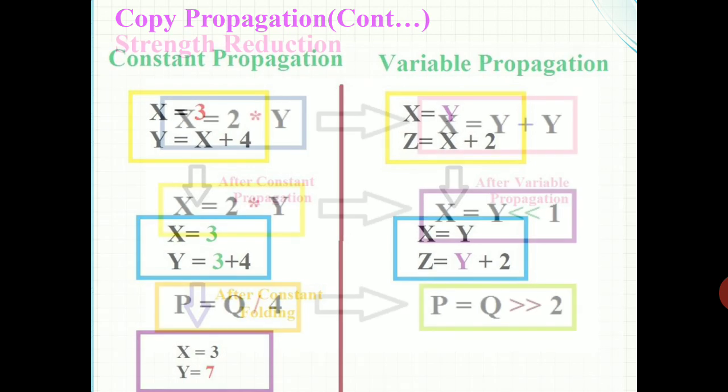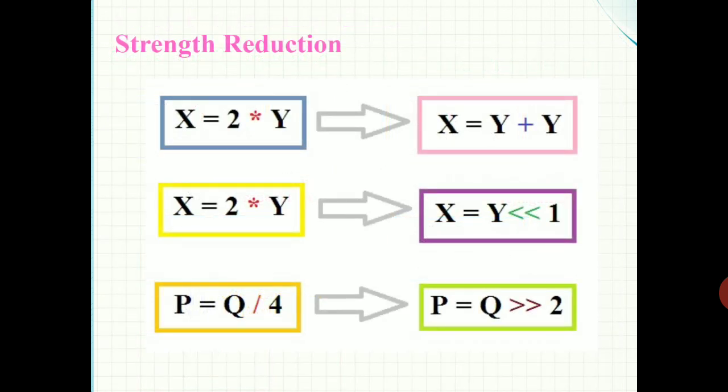Next, the code optimization technique is strength reduction. Strength reduction is a compiler optimization where expensive operations are replaced with equivalent but less expensive operations. We are replacing an expensive operation by a less expensive operation that is equivalent to it. That is the idea of strength reduction.